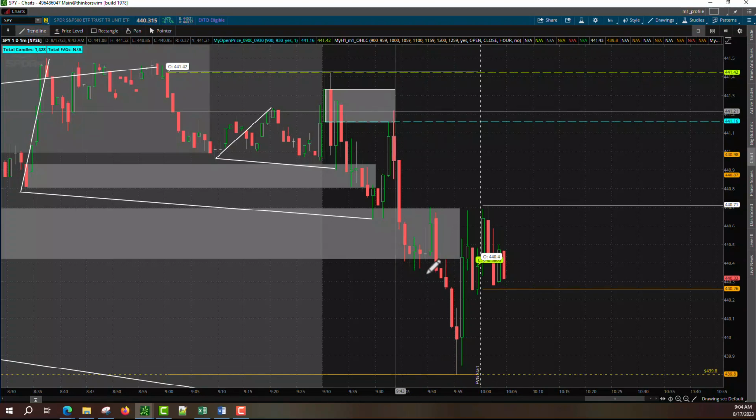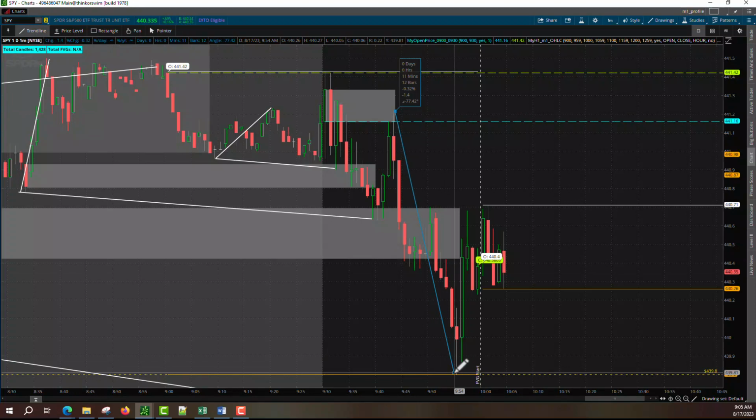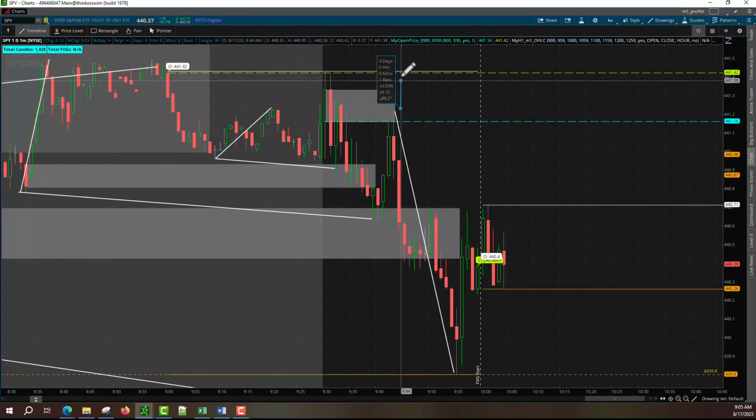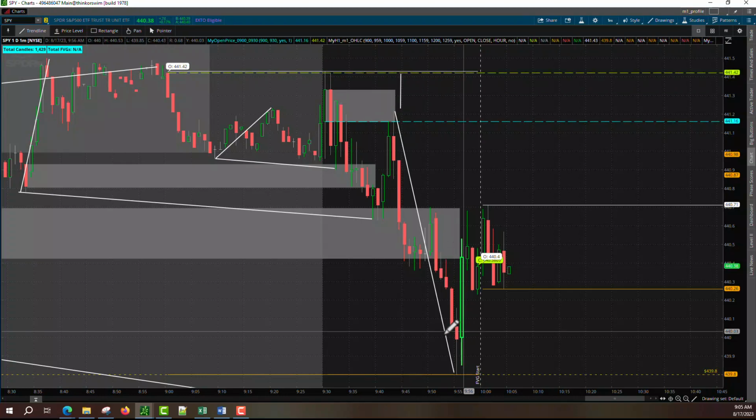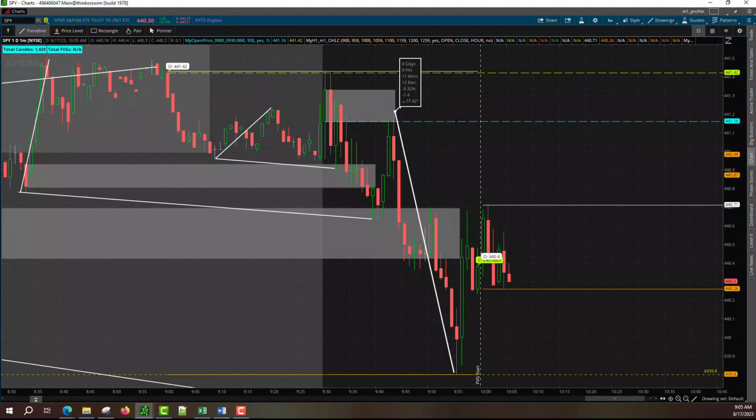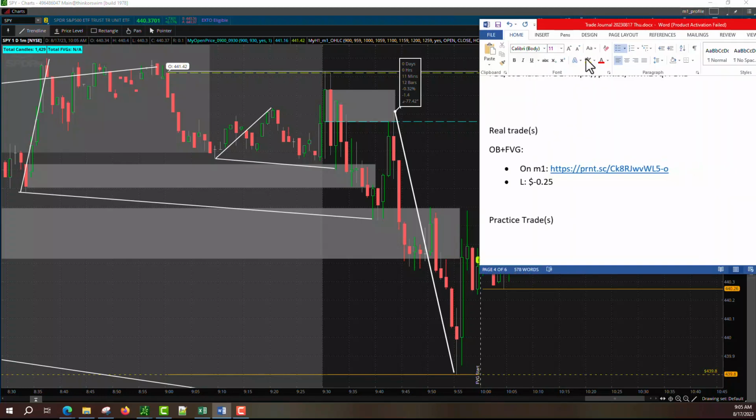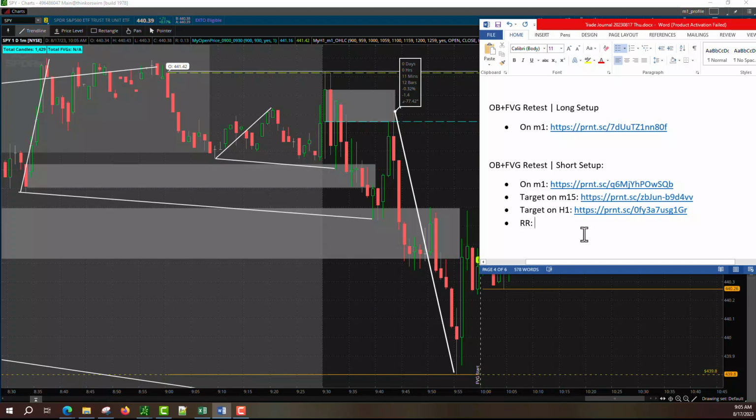And what is the move from right here to here? $1.40. And how much do we risk if we go in at the order block? We risk 19 cents, right? And we get $1.40. So the risk reward ratio for the trade that we are taking, the short right there. So let's round it up to 20 cents and $1.40. So 1 to 7. I want a 1 to 7 risk reward ratio right there.